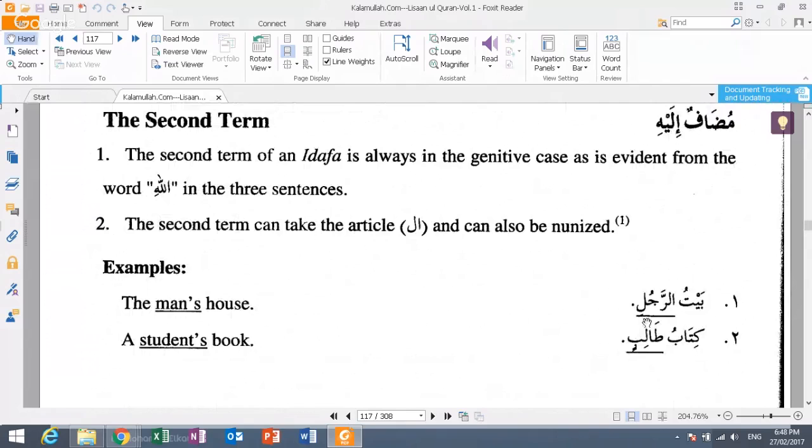Like the example here. See, Baitur Rajuli. Say it. You people say Baitur Rajuli. Because of Alif Lam, Ar-Rajuli. And Kitabu Talibin, with Tanween. The first one, because of Alif Lam, no Tanween on Lam. And on the second one, Talibin, there was no Alif Lam. That's why we put the Tanween on it.